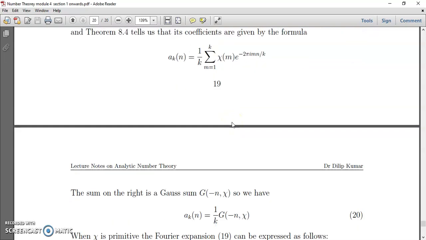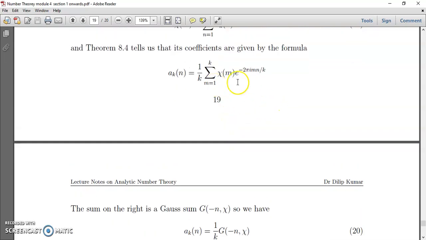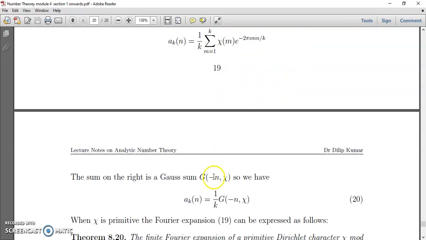Now, here you have to note that this part is nothing but the Gauss sum. What is the Gauss sum g of n, chi? g of n, chi is summation m equal to 1 to k chi of m e raised to 2 pi i m n by k. So this can be seen as g of minus n, chi. So this a_k of n can be rewritten as 1 by k times g of minus n, chi.